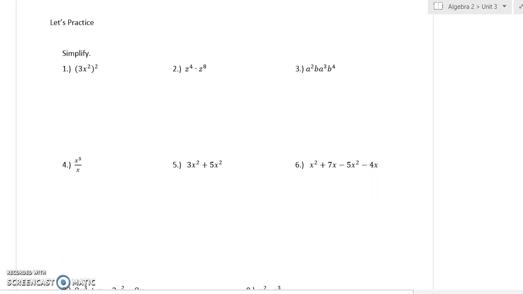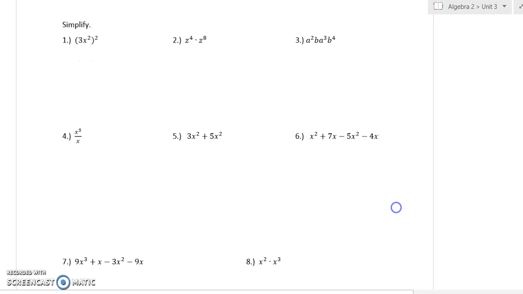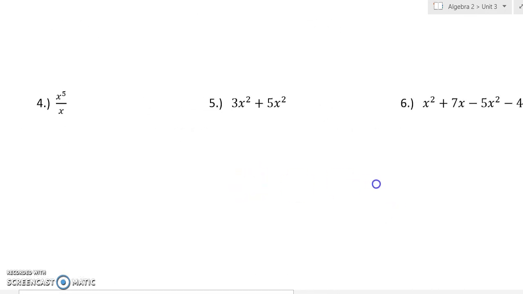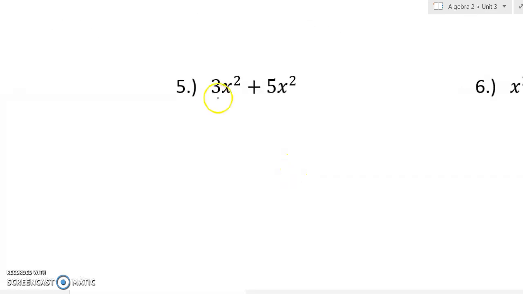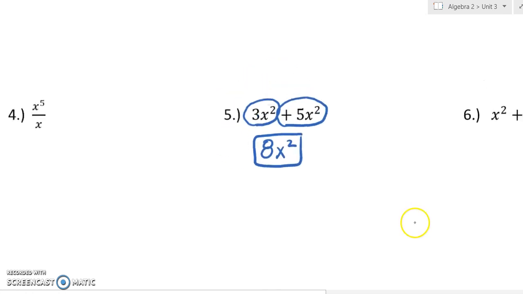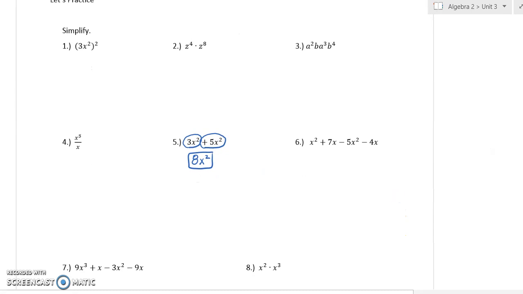As a matter of fact, let's go through and see which ones we would combine like terms with. So I would combine like terms with number 5 because there's an addition. So I'm adding, in this case, like terms, and 3 plus 5 is 8x squared, and I'm done with that problem.